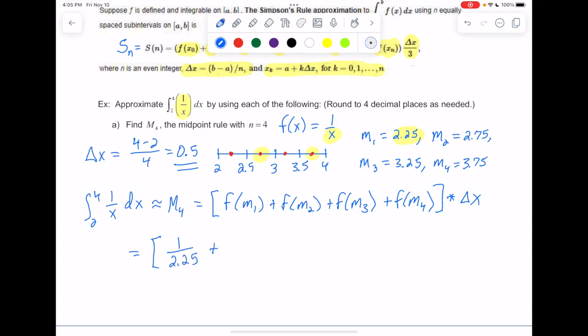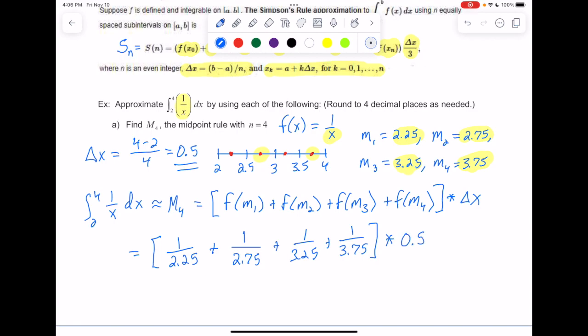And then we just add, plugging in the next one. So just going through, we're going to plug in this one, then that one. And plugging in is just into 1 over x, so it just keeps being reciprocals for this particular function. So 1 over 2.75 plus 1 over 3.25 plus 1 over 3.75. And then all of that times our delta x, which for this problem is 0.5.